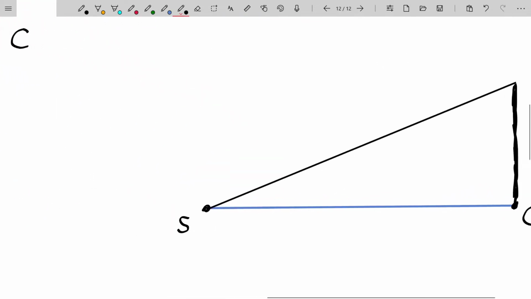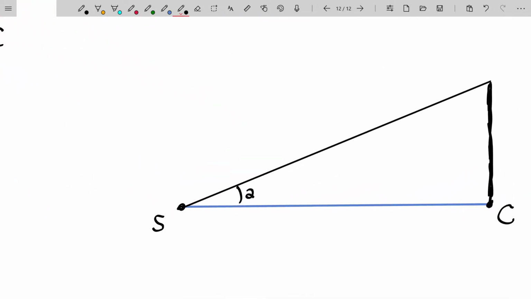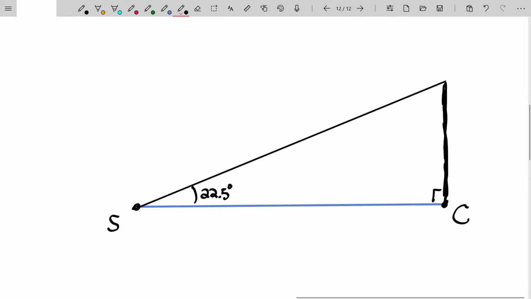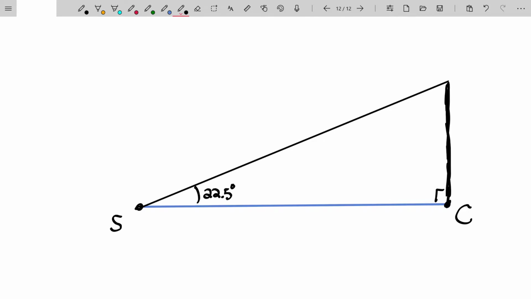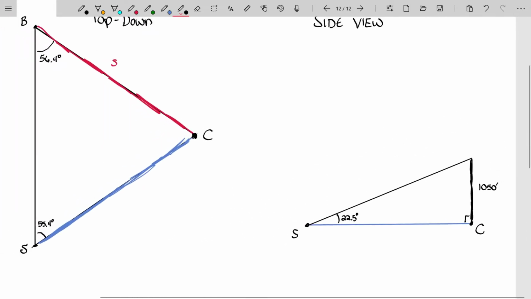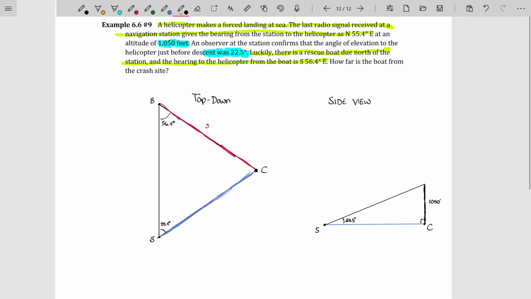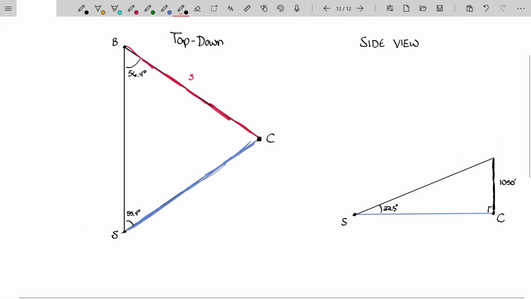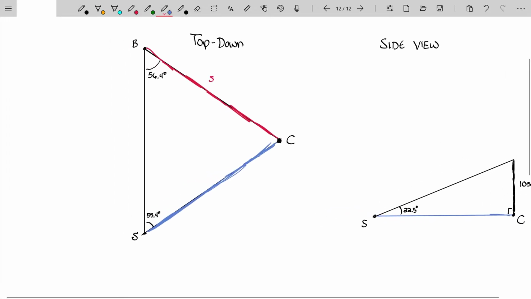Great. So we know that there was an observer at the station who said the angle of elevation to the helicopter right before the crash was 22.5 degrees. And we have the data from the helicopter saying that this altitude, at the time of crash, or right before the crash, was 1,050 feet. Let me just double check that number. Yes. All right. So we have a side in blue here that is shared in common with this triangle right here. They both share the blue side.